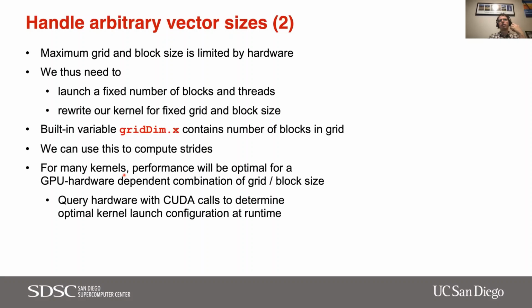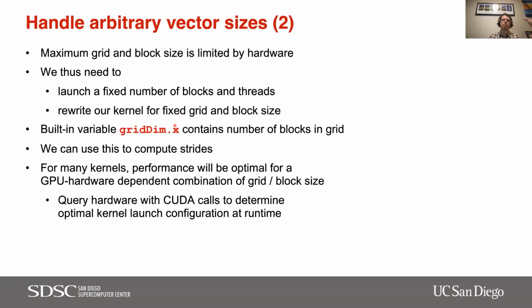Now we want to handle arbitrary vector sizes. Because the maximum grid and block size is limited by the hardware, if you have a vector addition of, I don't know, 1 billion elements, how do you do that? What we always want to do is launch a fixed number of blocks and threads. That fixed number depends on the hardware you're running on, on how many multiprocessors you have and so on. So we rewrite our kernel for fixed grid and block size.